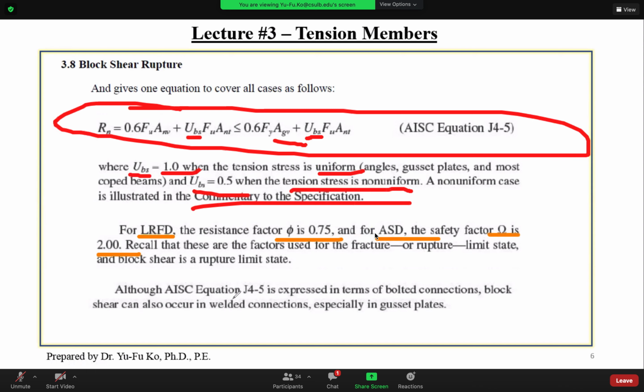This equation for block shear is usually expressed in terms of bolted connections, but block shear can also occur in welded connections as well. So if you have welding, you also need to check block shear. Same thing, there is a combination of shear and tension. It's just that the way you calculate it is different. You calculate ANV and AGV, as well as FU and FY, differently on those terms.